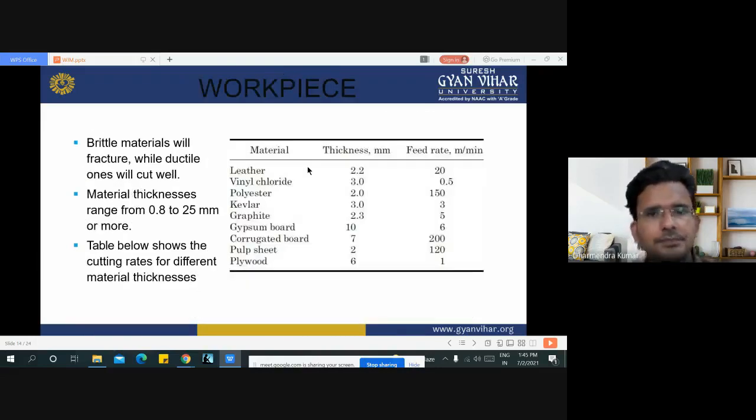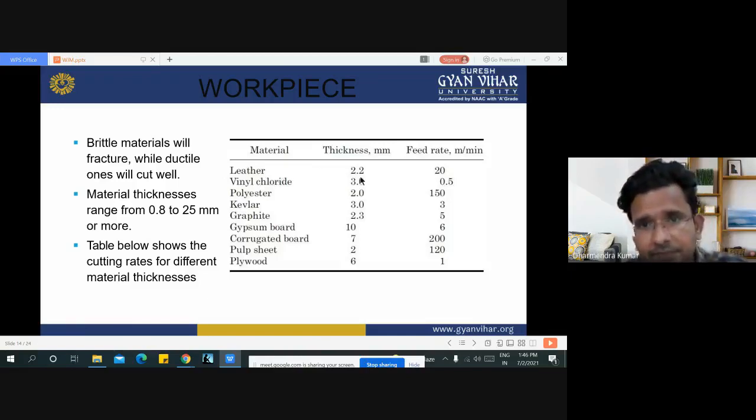Here are the characteristics of some workpieces on which machining is done by WJM. Brittle material will fracture, while ductile material will be cut well by WJM. Material thicknesses range from 0.8 mm to 25 mm. This table below shows the cutting rate of different materials with different thickness.